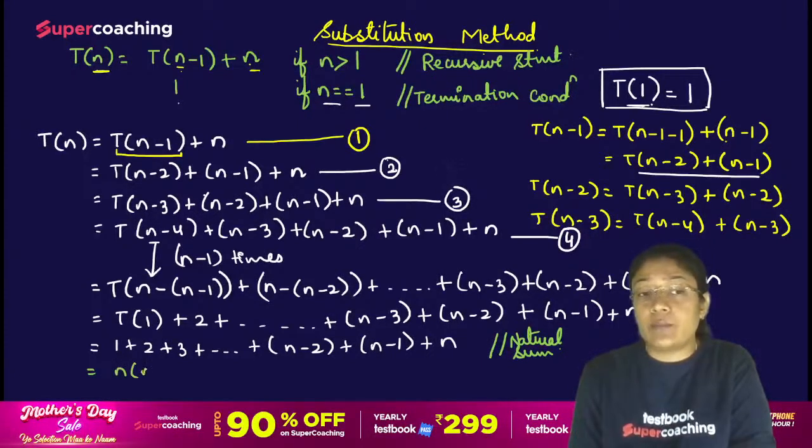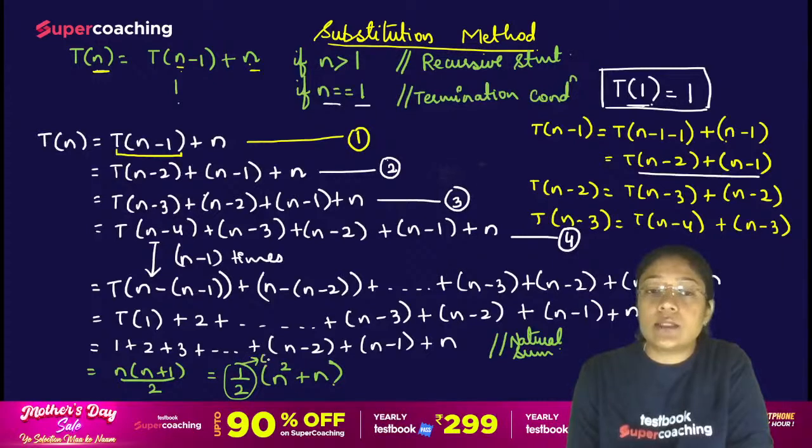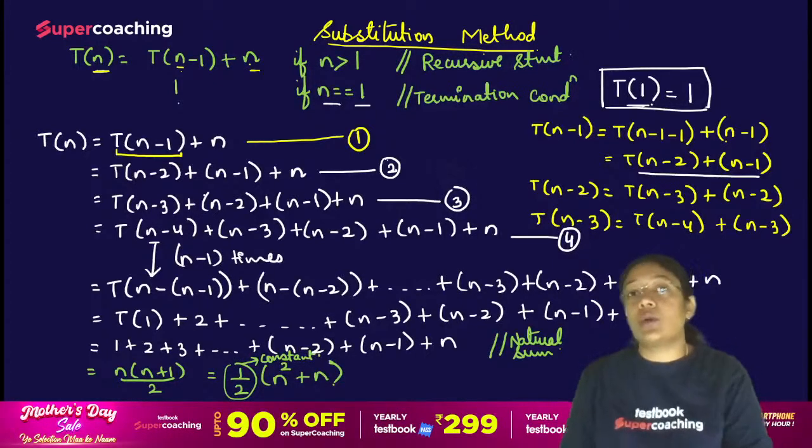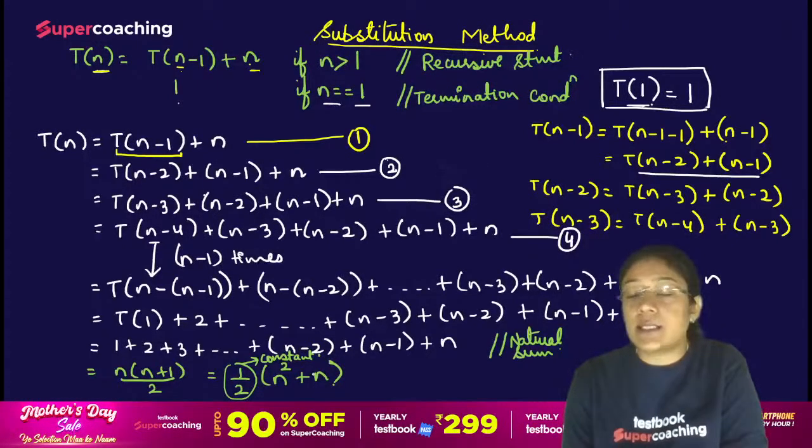It is n into n plus 1 divided by 2. When we write time complexity, that is the general or approximated value. So here this is the constant. We can ignore this because you know that we are working on the priori analysis, which is going to return the approximated values, not the exact values. So constants can be ignored.